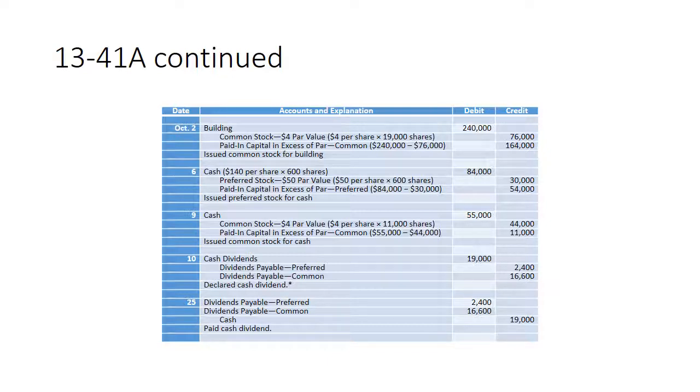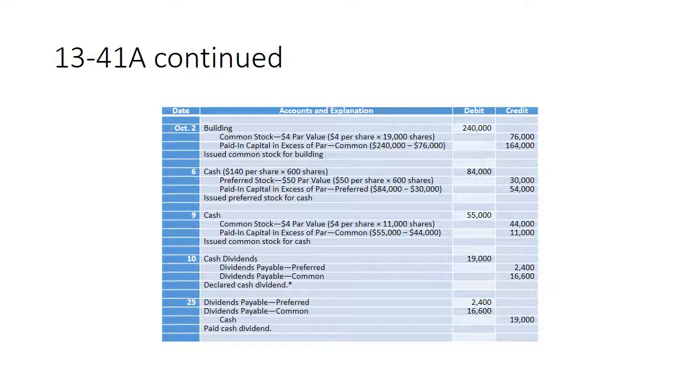Par value is $4. So the most you credit the common stock account for will be the $4 par value times 11,000 shares sold, or $44,000. The $1 they sold it above par value times 11,000 shares is credited to paid in capital in excess of par common. So those demonstrate how to record the sale of stock either for cash or for another asset.